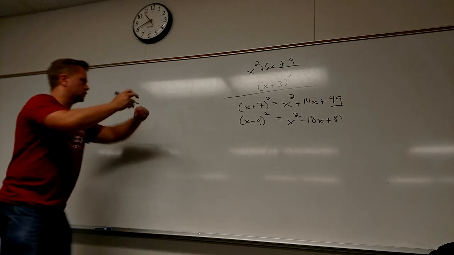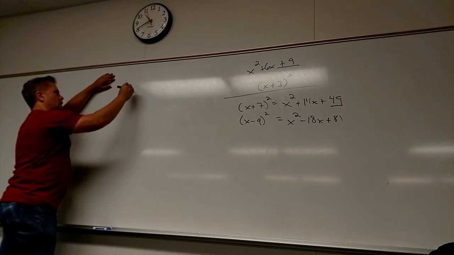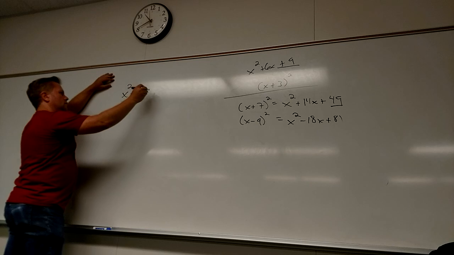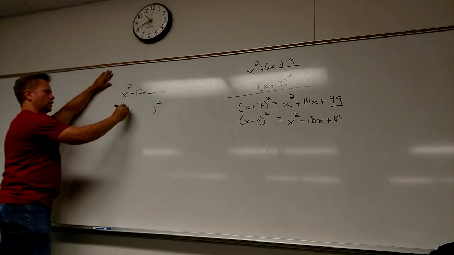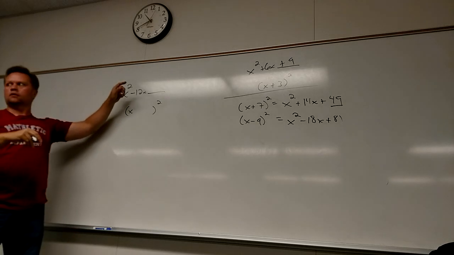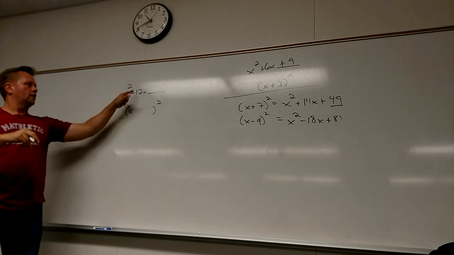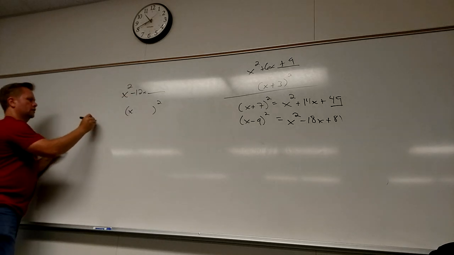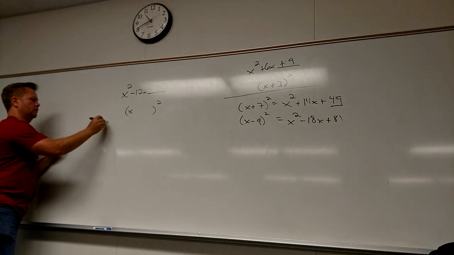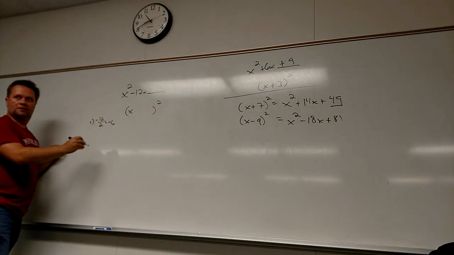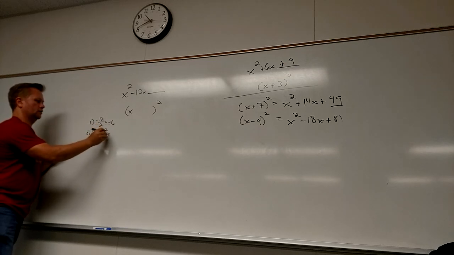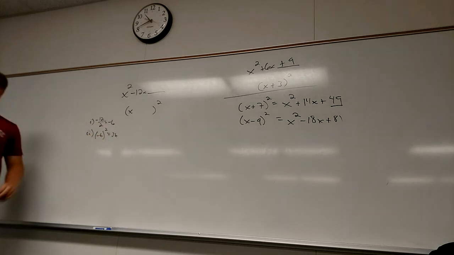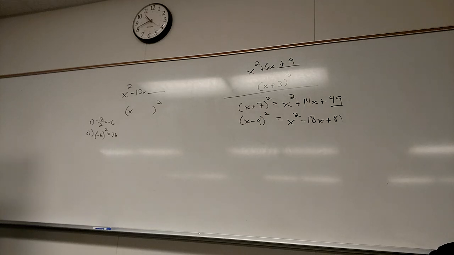So let me try it again. If I had x squared minus 12x, what would have to go here so that it will factor like something squared? 36. Yeah. So the first step is cut this thing in half, and the second step is take that and square it. That's called completing the square.